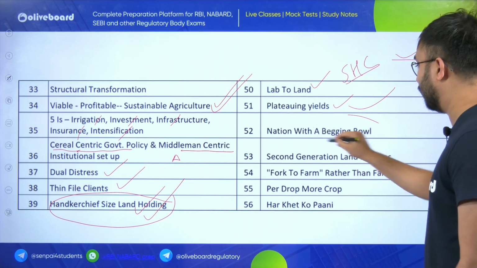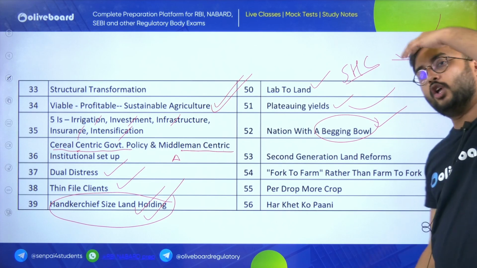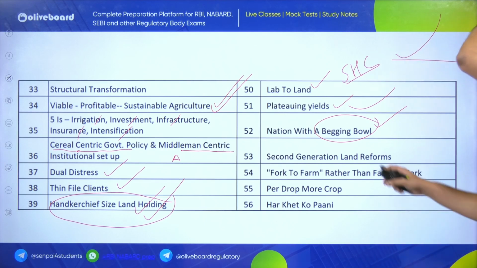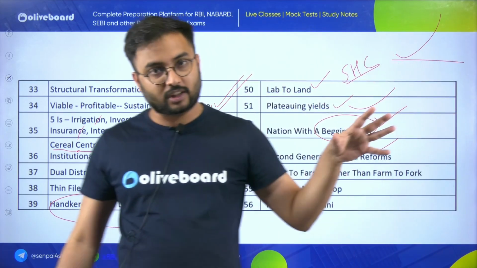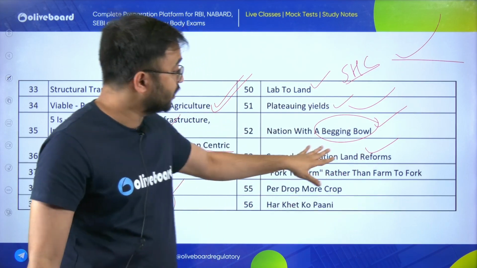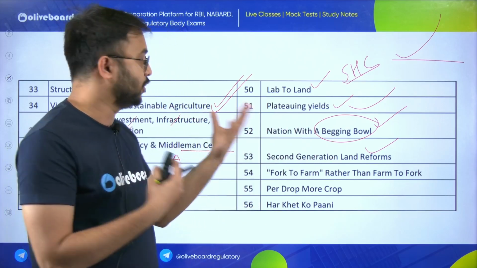Nation with a begging bowl. So this you can write in the context of the Green Revolution. Nation with a begging bowl in the sense that no higher crop production is there. Second generation land reforms, you can talk about first generation land reforms. Yes, those were successful. Then what are the second generation ones? It's nothing but community approach, land pooling. These are all the terms which you can use.